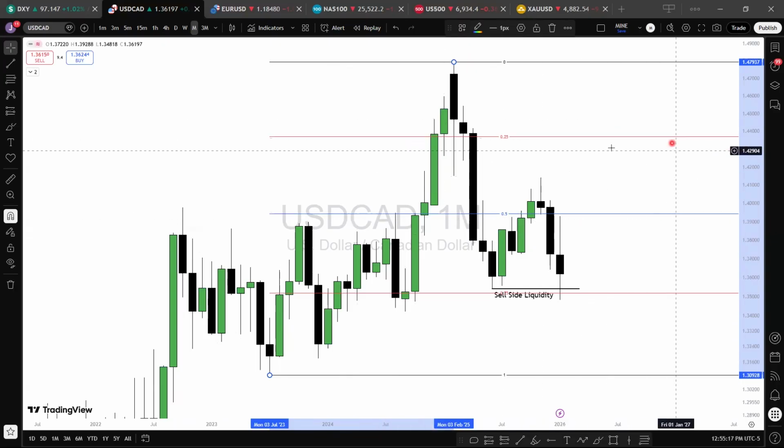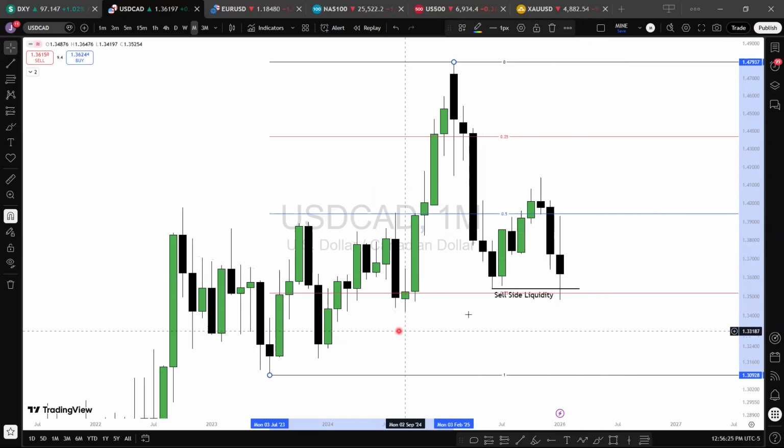Above equilibrium, we have premium. Below equilibrium, we have what? Discount. We want to be buying at a discount and selling at a premium. What does that mean? It means that you get more profitable trades if you sell at a premium, and you get more profitable trades if you buy at a discount. Now, it doesn't mean that you cannot buy at a premium, okay? But when you buy at a discount, the probability of you taking a profitable trade is much higher.